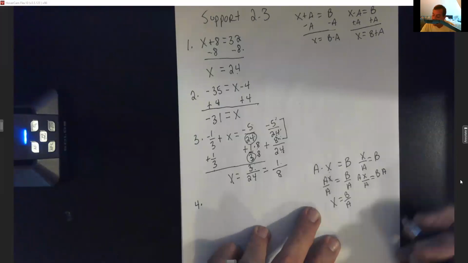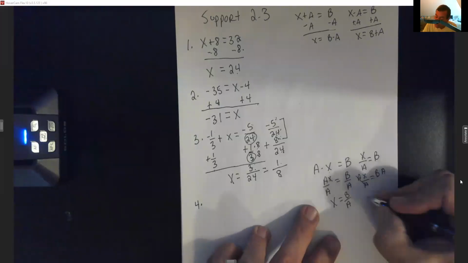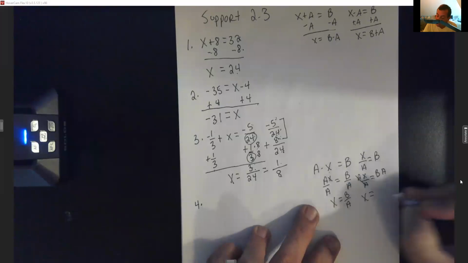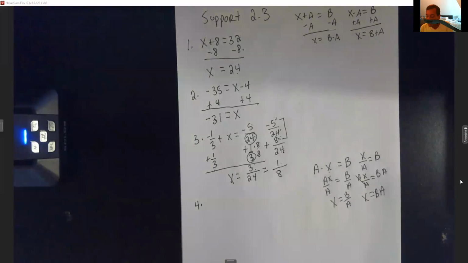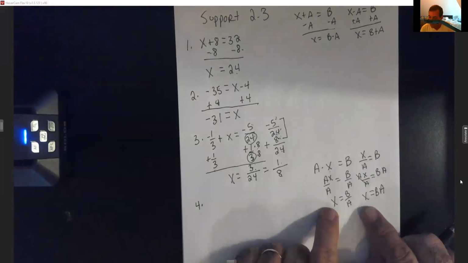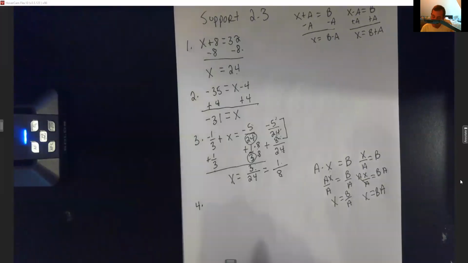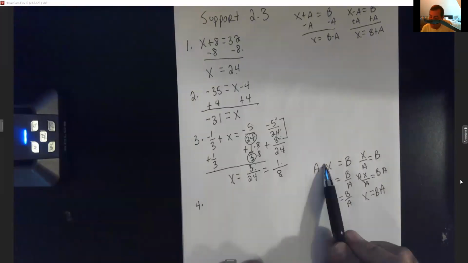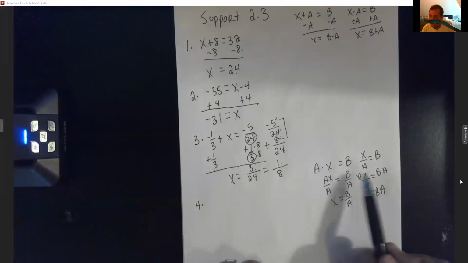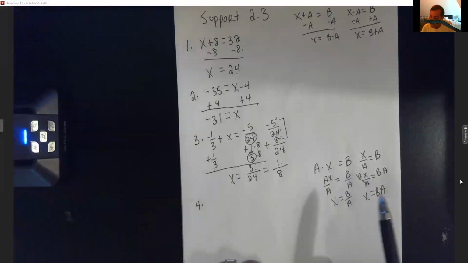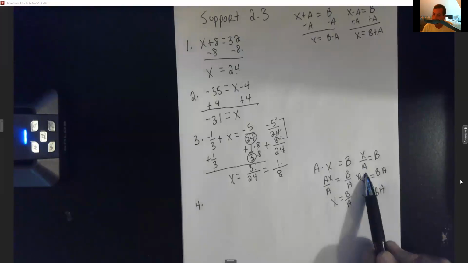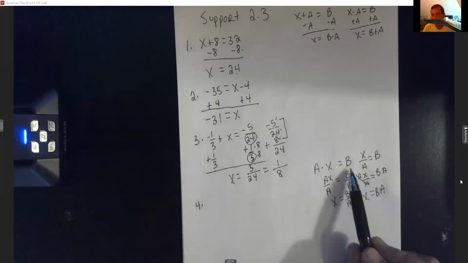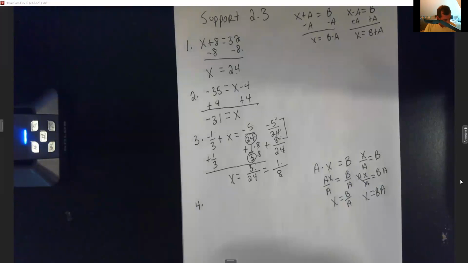So what happens over here, your A's cancel and you get the X by itself, and then that equals B times A. Because you always want to get these X's to be a 1X, okay? So the thing about this is, if stuff is being multiplied, I divide to get those numbers moved. If stuff is being divided, I multiply to get that variable by itself. So you do the opposite of what they have shown, okay?